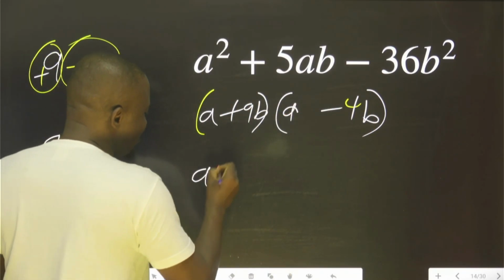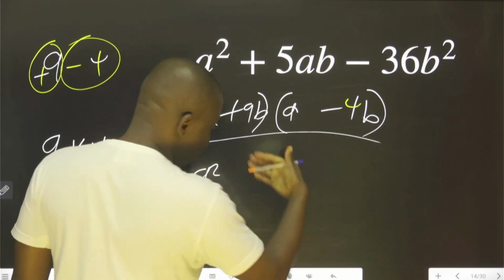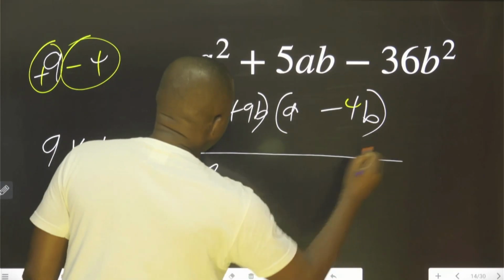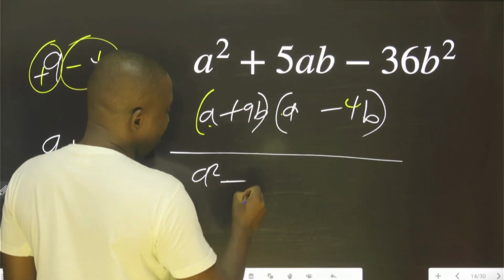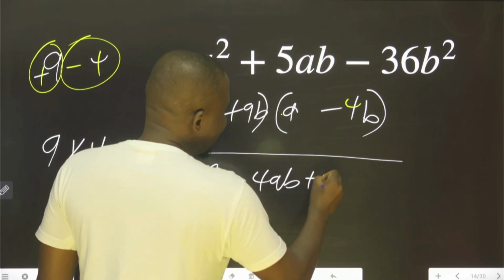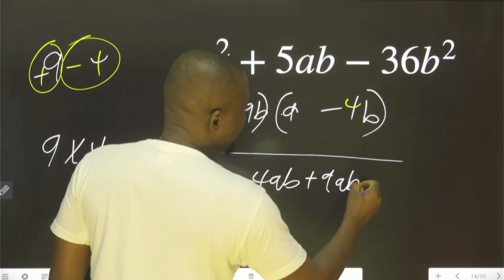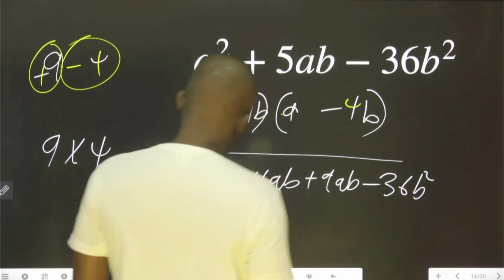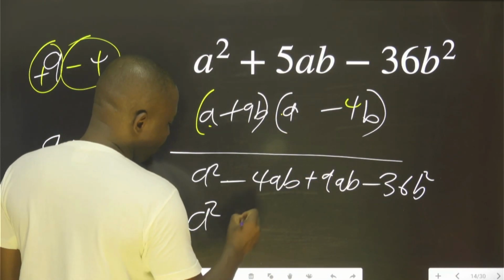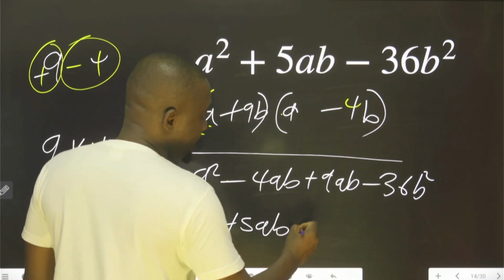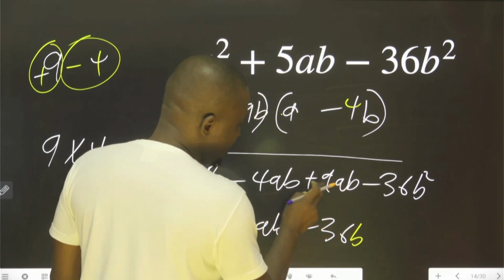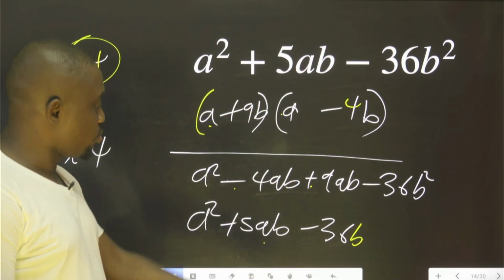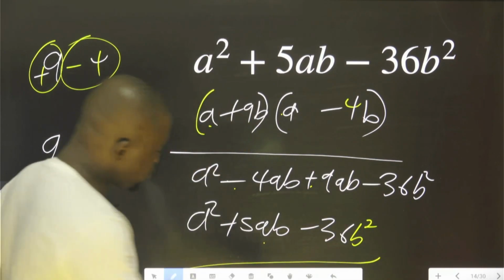Let's expand this. A squared. We are just checking. This is not needed. We are just checking if we are correct. Okay? This and this is a squared minus 4ab plus 9ab. This will produce minus 36b squared. a squared. This will produce plus 5ab minus 36b squared, because plus 9 minus 4. Back to where we started from. Put square there. Okay?